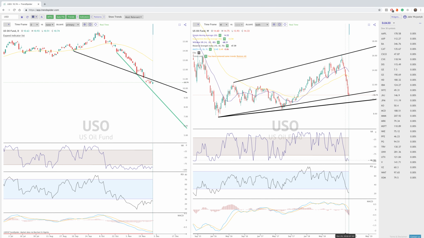We'll have to see if divergence continues to materialize here. And at that point, oil may be reversing to the upside, and then airlines may be reversing to the downside. We'll just have to see what happens.